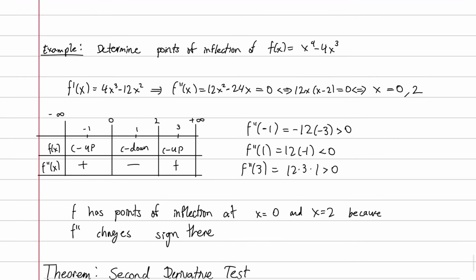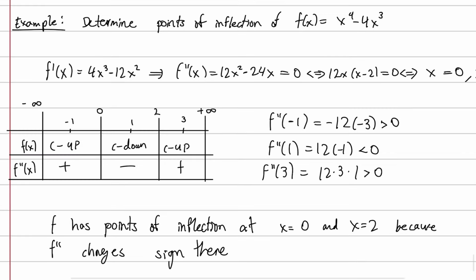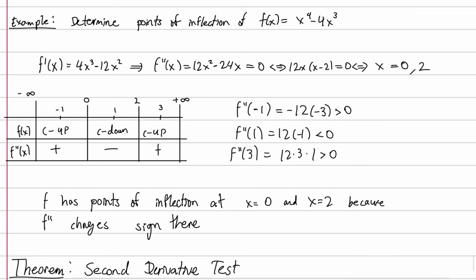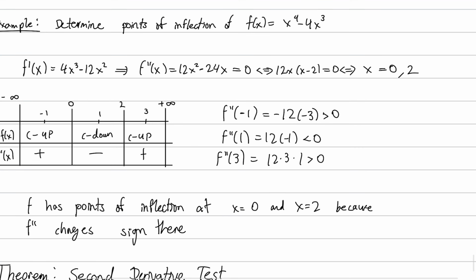Here's an example. Determine points of inflection of f of x is equal to x to the fourth minus 4x cubed. I'll make it quick. You take the derivative, f prime, and then you take the second derivative, f prime prime. So that's 12x squared minus 24x is equal to 0.